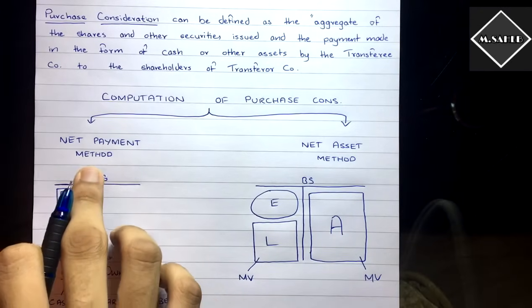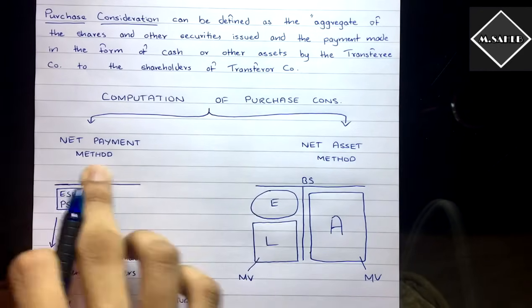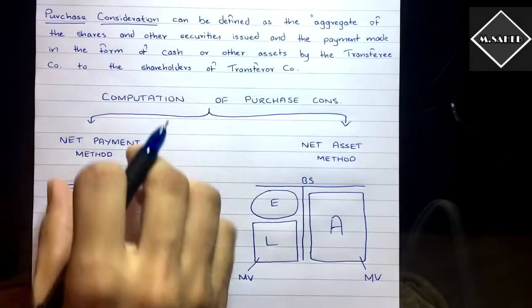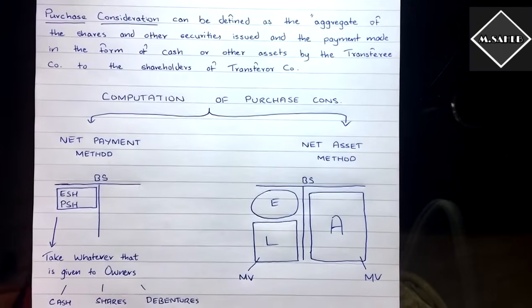You are going to try to calculate the purchase consideration through the net payment method. If the information is not available, then you will jump to the net asset method, right? So now let's discuss these two methods. See here, it's very simple. Let's start with the net payment method.